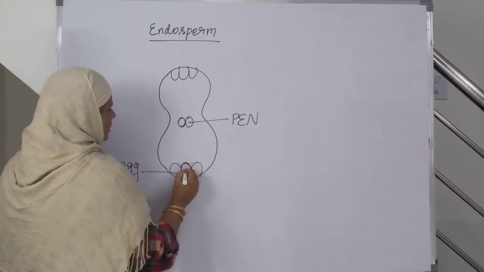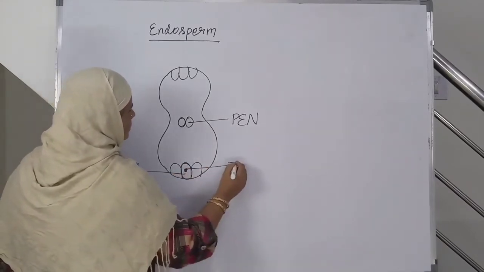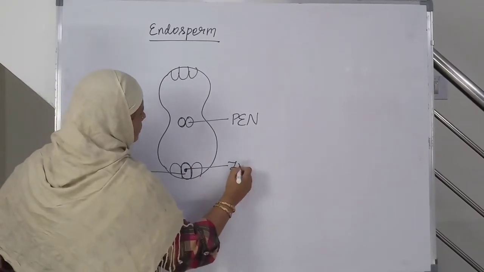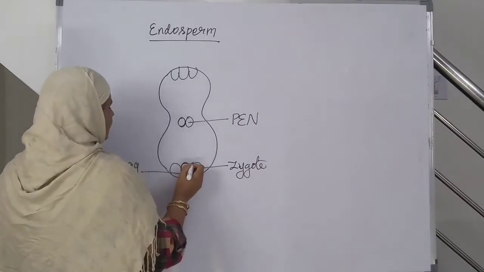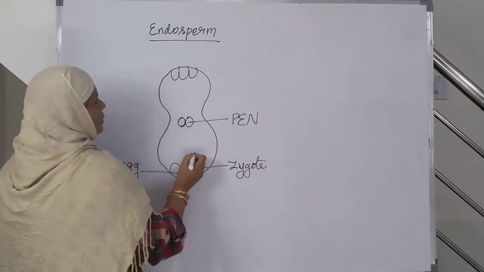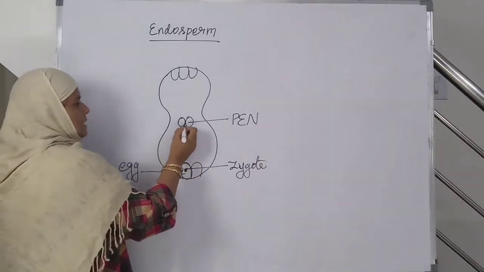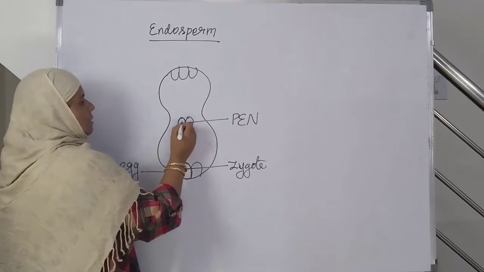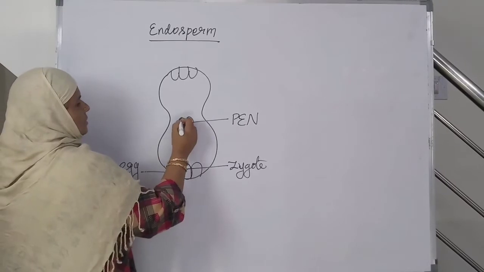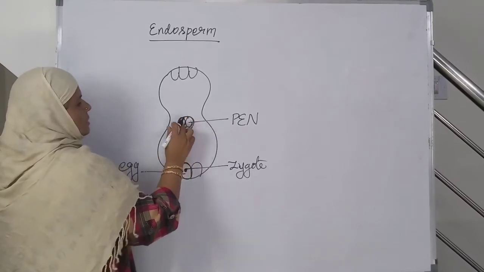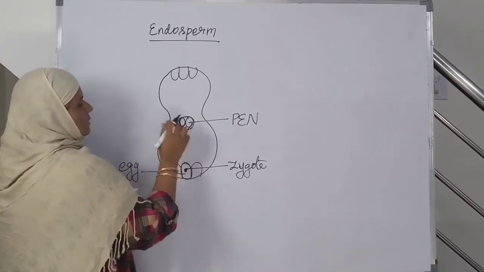So, the egg will be developed into zygote. And another male gamete, that is sperm, will go and fertilize here, that is fused with the primary endosperm nucleus. This is the primary endosperm nucleus.